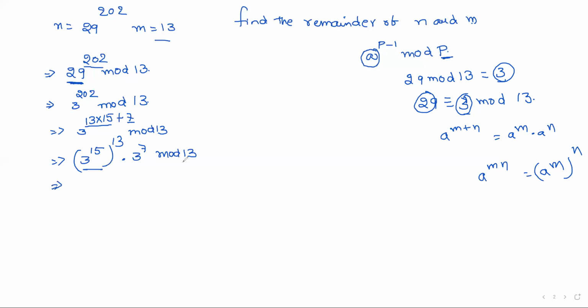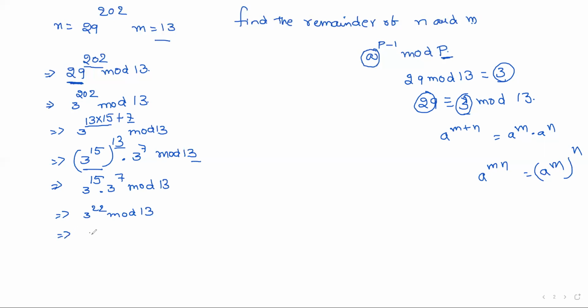So this is A, P and P. So A power P mod P. What is the answer? A power P mod P is A. So 3 power 15 into 3 power 7 mod 13. Simply 3 power 22, that is right. 3 power 22 mod 13.